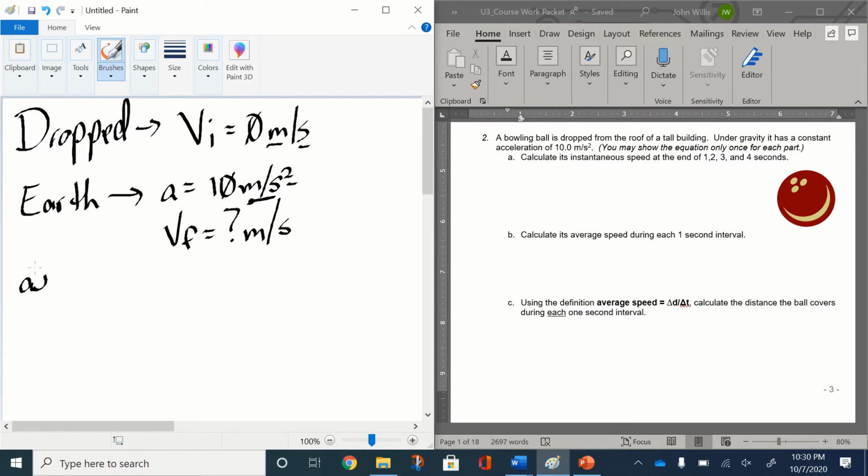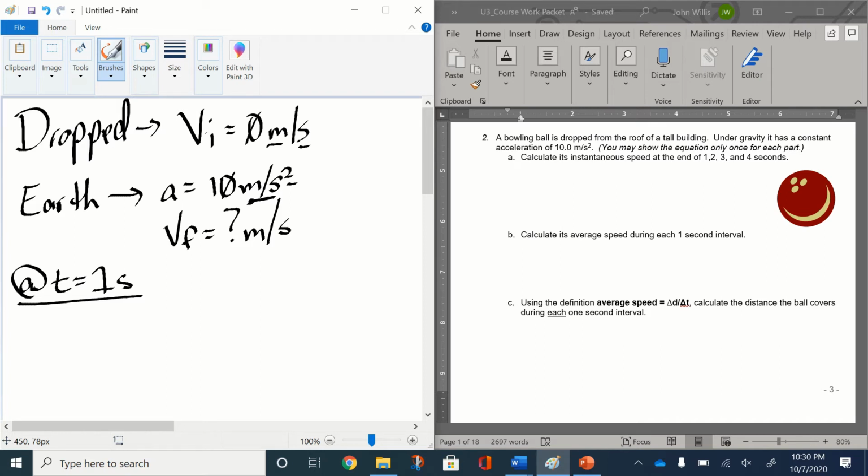I would never give you a test question where you have to do this 4 times, but I would definitely give you a test question where you have to do this once for sure. So time is equal to 1 second. I'm going to start right here. I have time, I have the final velocity, which is what I'm searching for, acceleration, and, sorry, initial velocity.